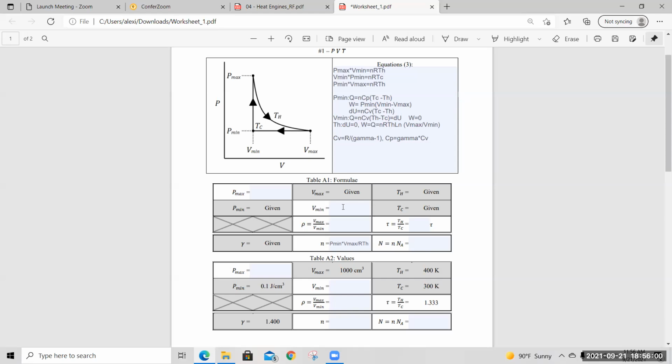So Vmin now, we are going to find it. Immediately under that cell, there is another cell where we find the ratio of Vmax over Vmin. Since Vmax is given and Vmin we just found, we can solve for rho. We don't do anything for the cell next to it for tau, which is the ratio of TH over TC, because both of them are given, so it's really given.